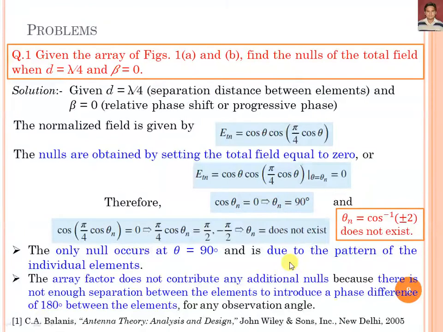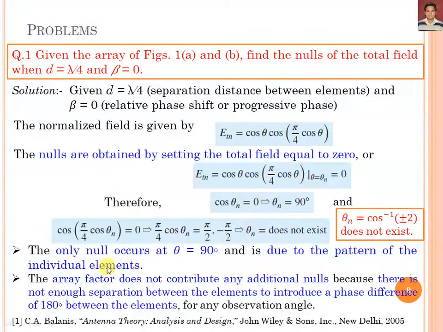So we can say it's an omnidirectional pattern in the case of beta equal to 0 and d equal to lambda by 4. The array factor does not contribute any additional nulls because there is not enough separation between the elements to introduce a phase shift of 180 degrees between the elements for any observation angle. So this is the important conclusion we are getting from this problem.